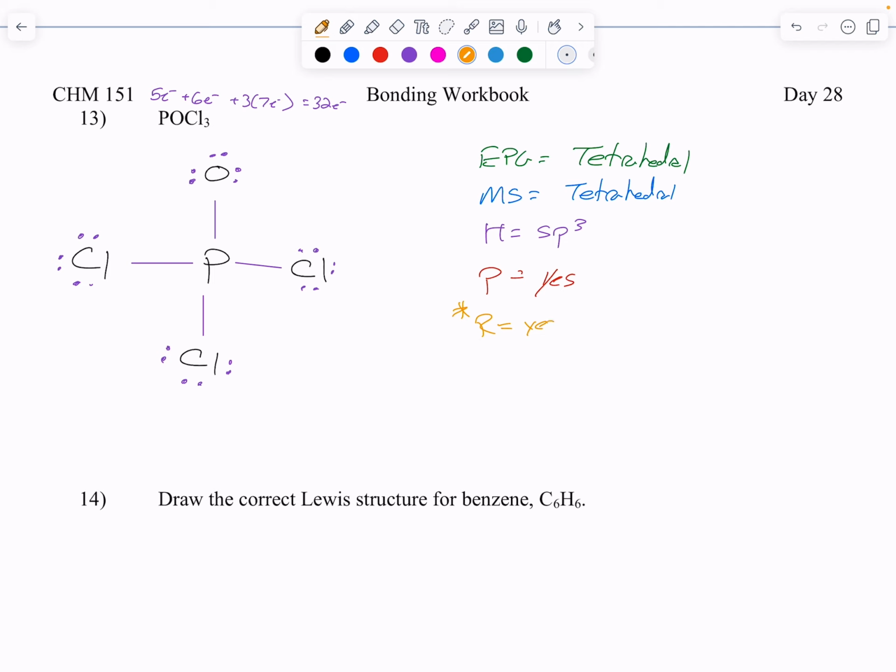I'm going to say yes, because you can minimize formal charge. What do I mean? If I minimize the formal charge of oxygen and phosphorus, I have resonance. So I'm going to say yes.